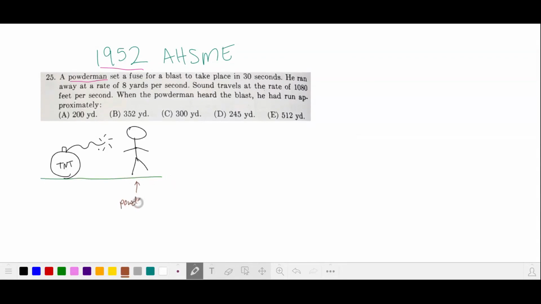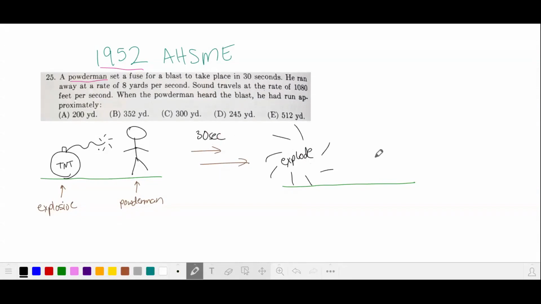We have our powder man here, and he's just lit the fuse to light this explosive. It says in the problem statement he ran away at this speed. I think in a current AMC problem, they'll be careful to say that immediately after he's done lighting the fuse, he immediately starts to run. And then 30 seconds later, we have the explosion, and our powder man now is some distance away. He's been running for 30 seconds at a rate of 8 yards per second. So let's calculate this distance.